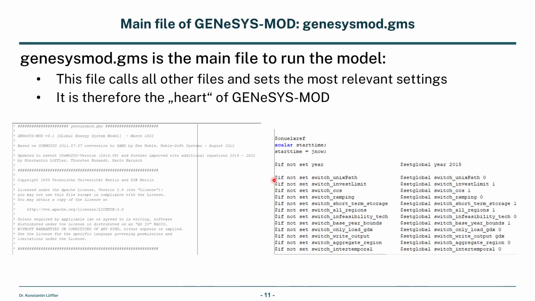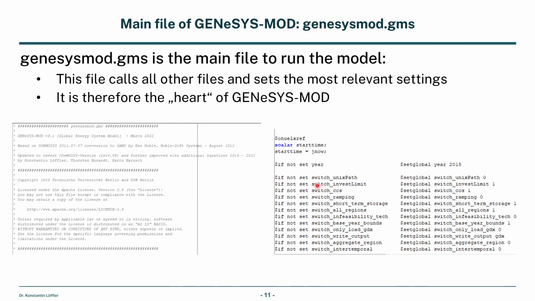So if it's not set, the switch Unix path, then it will set switch Unix path to 0. And what this switch does is it's converting file paths from Windows to Unix. So if you're on a Windows machine, then you want to set it to 0. If you're on a Linux machine or a Mac machine, then you will want to set it to 1. This is more of a technical setting. This is something that you will most likely not have to change from time to time once you found your correct setting, but other settings might be.